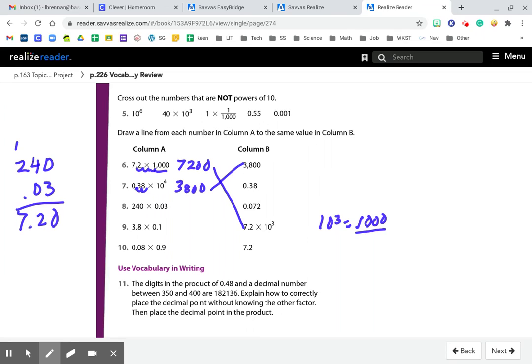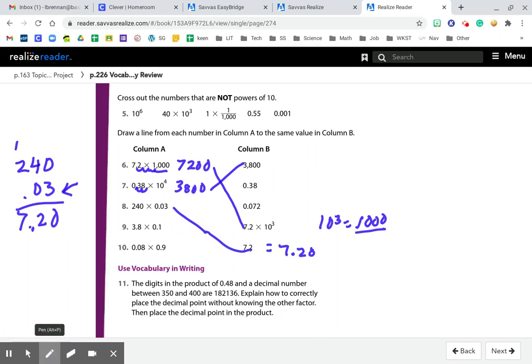So I know I'm going to have 720, and I have 2 digits in decimal place value in the problem. So I'm going to have 2 in the answer. And 720 and 7.2 are equivalent. Oops, got my line in the wrong spot there. Sorry, guys. There we go.